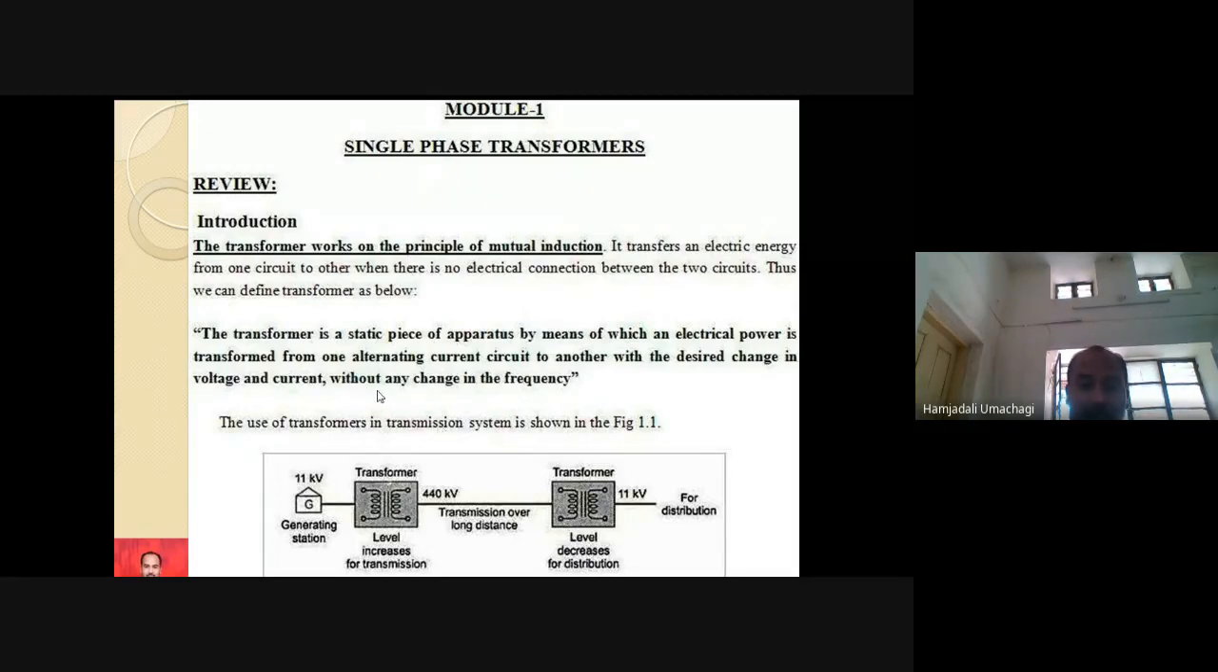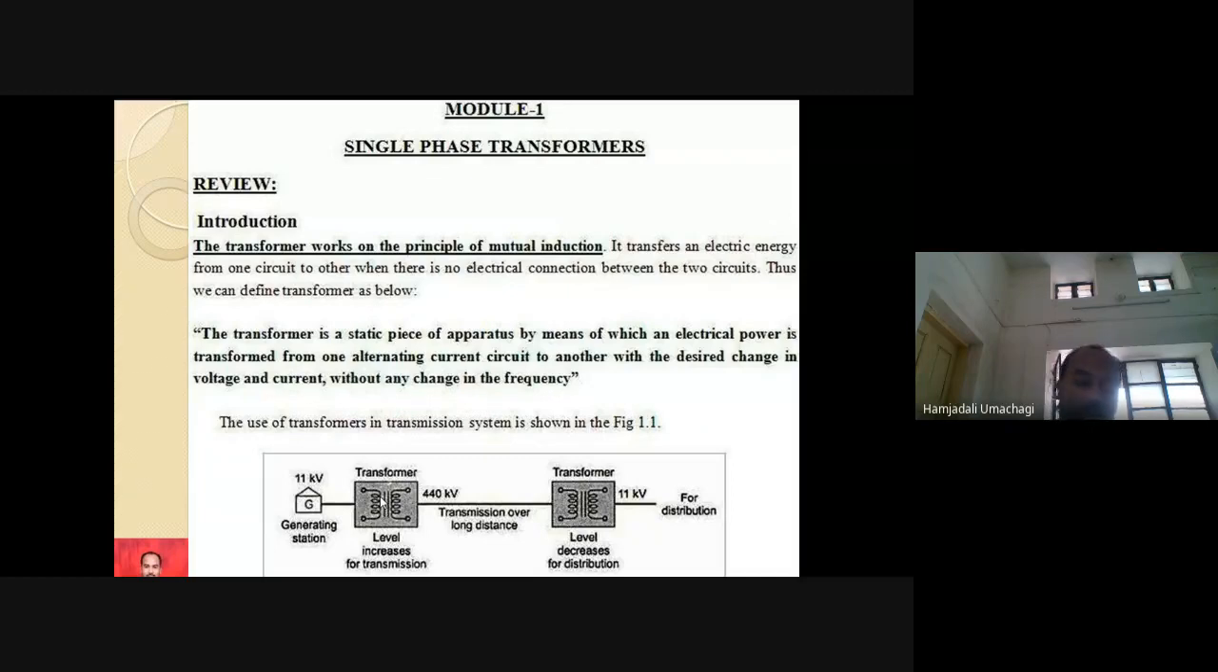But while changing the current or voltage values from primary to secondary circuit, the condition given is, here you can see, without any change in the frequency. Frequency should not change. Frequency should remain constant. Suppose this is my transformer, this is my primary winding and this is my secondary winding. Whenever we are transferring the energy from primary to secondary, the condition we have to satisfy is that the frequency should be maintained constant.